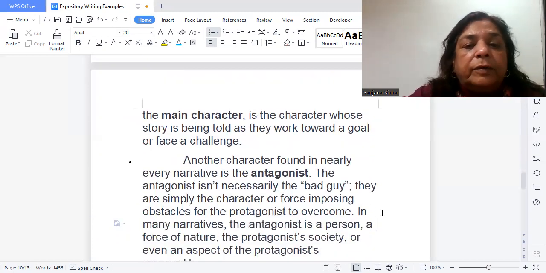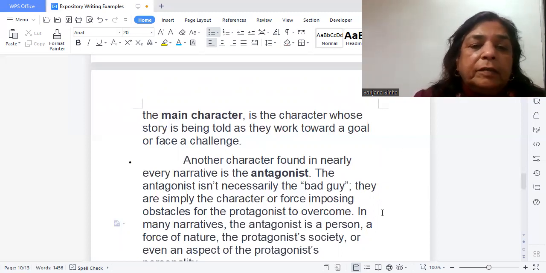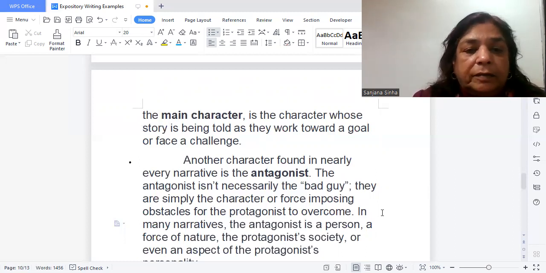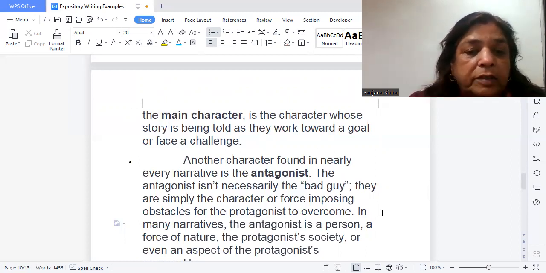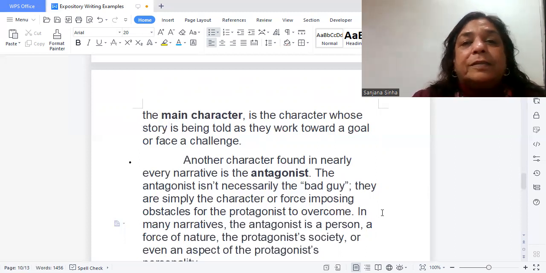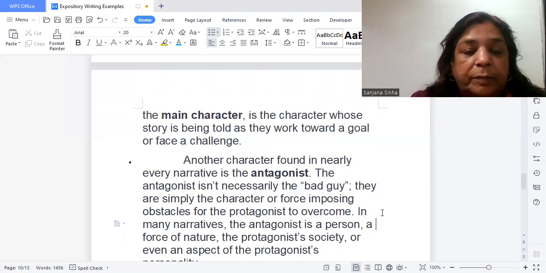Another character found in nearly every narrative is the antagonist. Now, he is one person who can pose a problem for the main character. The antagonist isn't necessarily the bad guy, but they are simply the character or force imposing obstacles for the main character.